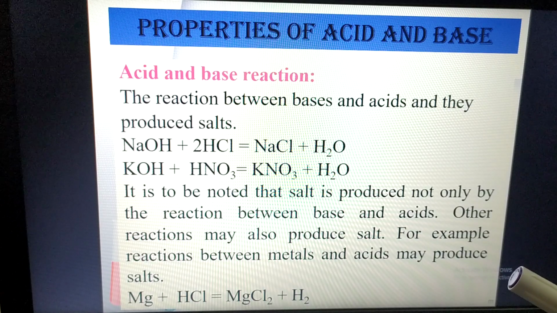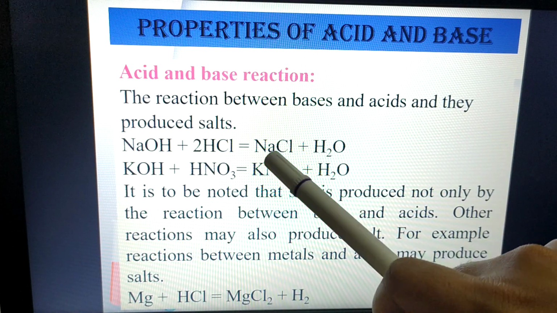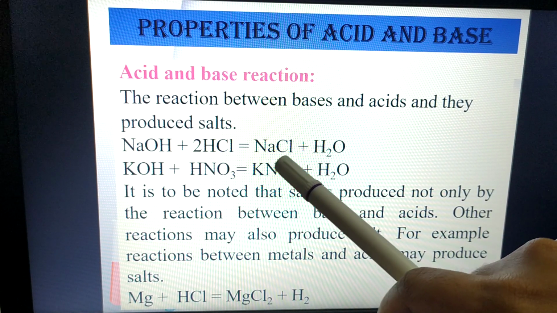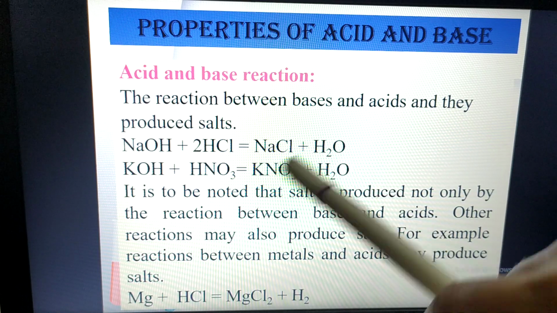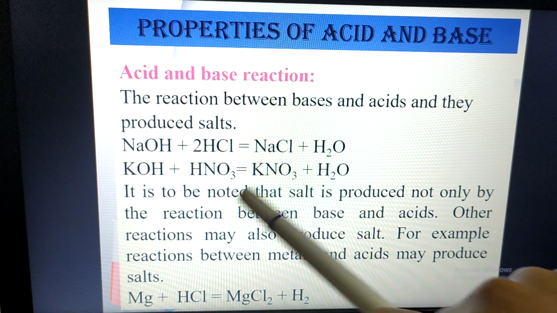I have discussed this too many times. The reaction between base and acid will produce salt and water. Any acid and any base you take, sodium hydroxide and hydrochloric acid, it will produce salt, sodium chloride, and water. Potassium hydroxide with nitric acid, and it will react.